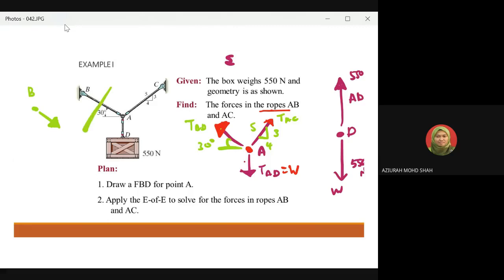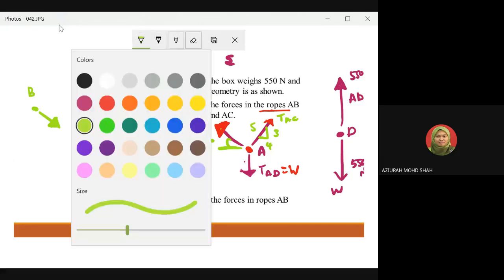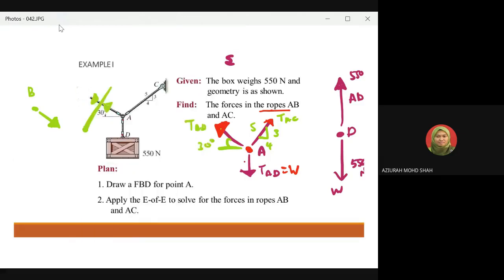Seolah-olah kita potong kat sini. Ini gambar dia daripada sini. Okay, ini gambar dia daripada sini. Okay, jangan malas. Malas tu maksudnya macam ni. Dia tak potong pun benda ni. Maksudnya you tak potong pun benda ni. Tiba-tiba dia buat je terus arrow-arrow kat dalam tu.